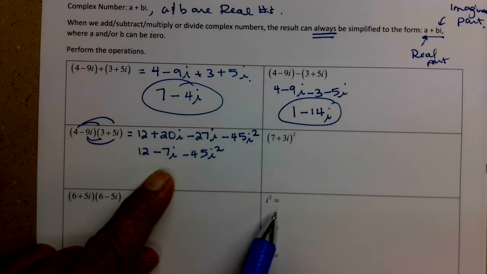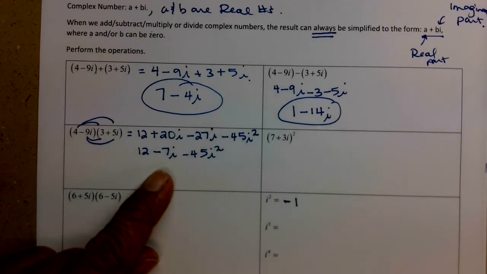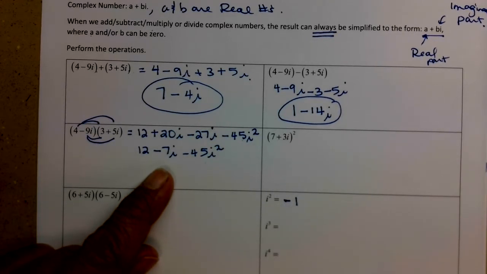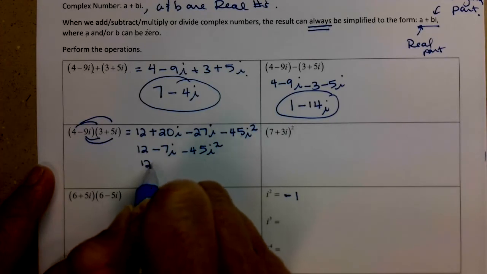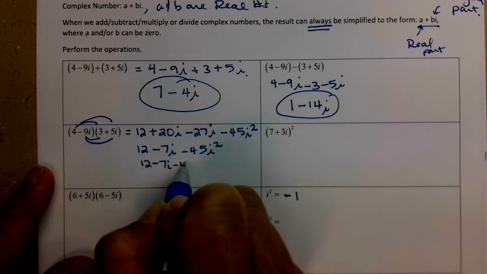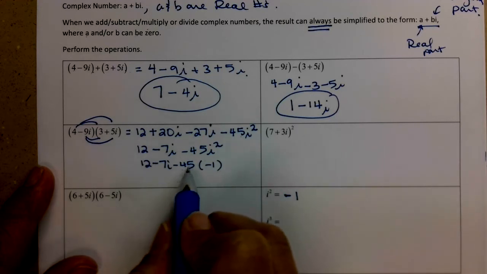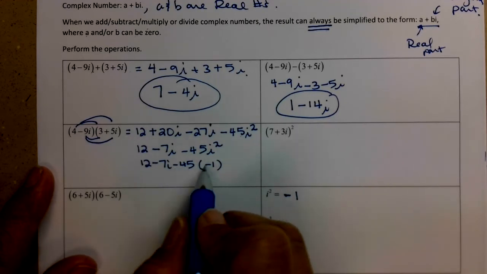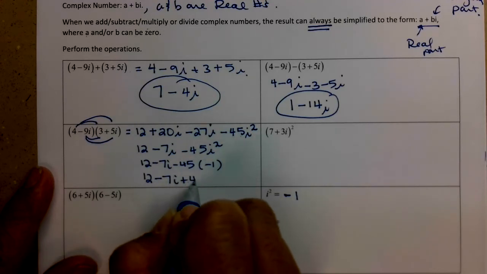If i is equal to the square root of negative 1, then i squared is negative 1. So anytime you see an i squared, you can replace that with a negative 1. So I have now what? 12 minus 7i minus 45 times negative 1. Negative 45 times negative 1 makes that a plus 45. So 12 minus 7i plus 45.